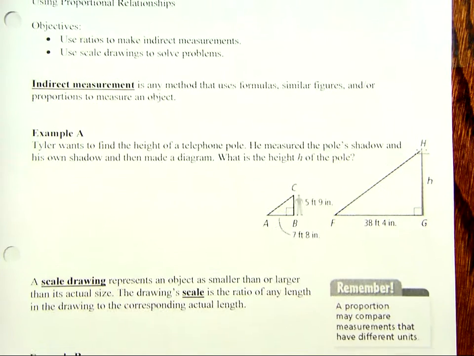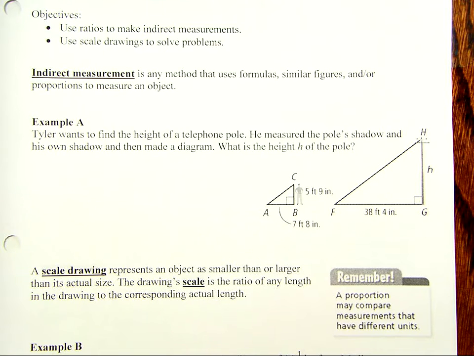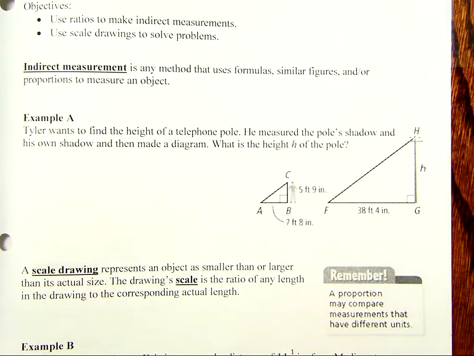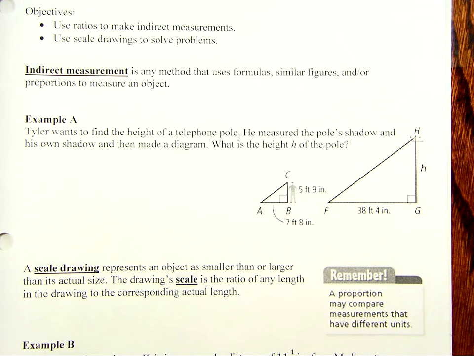If we take a look at example A, it says that Tyler wants to find the height of a telephone pole. He measured the pole's shadow and his own shadow and then made a diagram. What is the height of the pole? So we know that Tyler wouldn't be able to directly go measure the telephone pole. He's not tall enough. He's using indirect measurement. And you see a lot of problems that use the shadow of an object to do this.